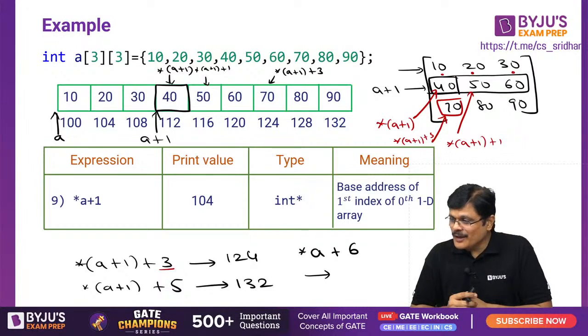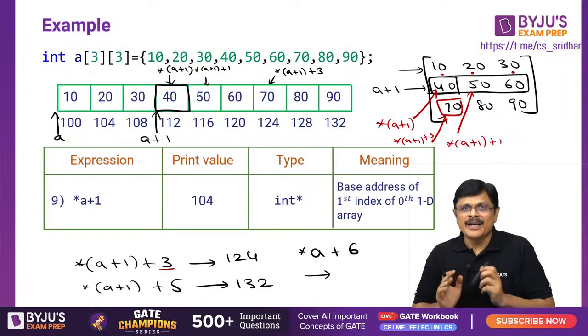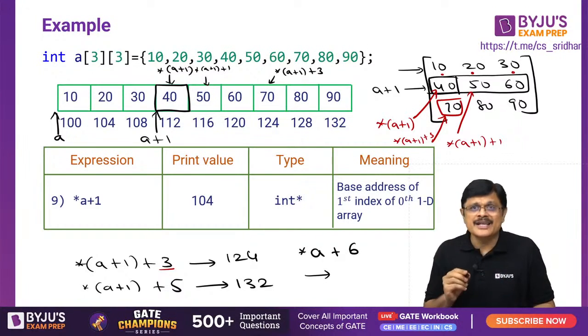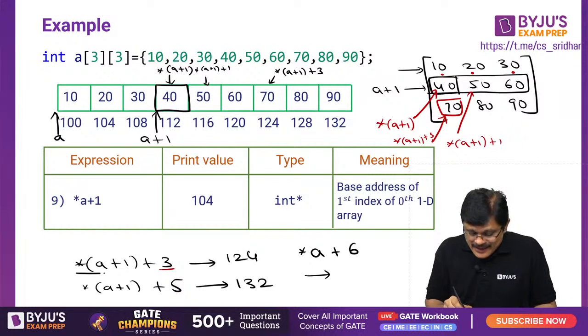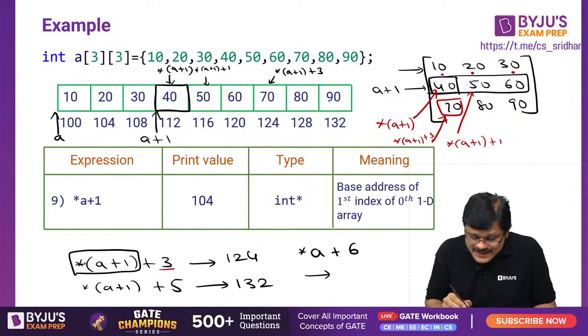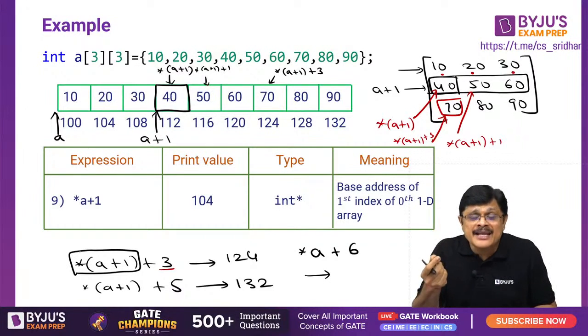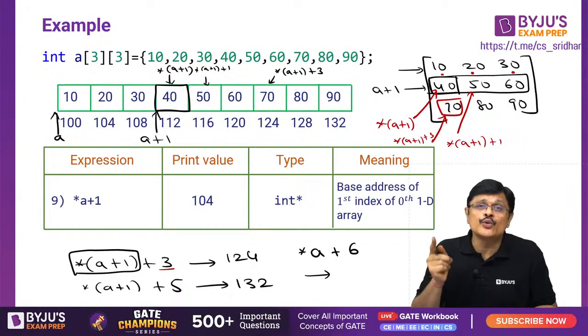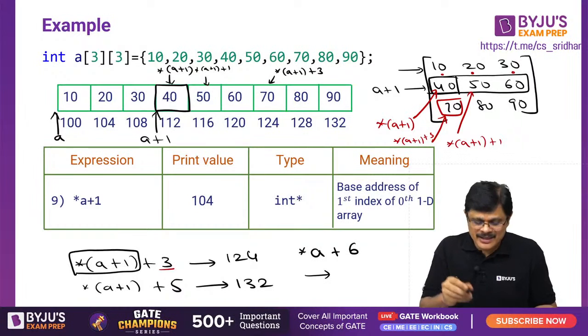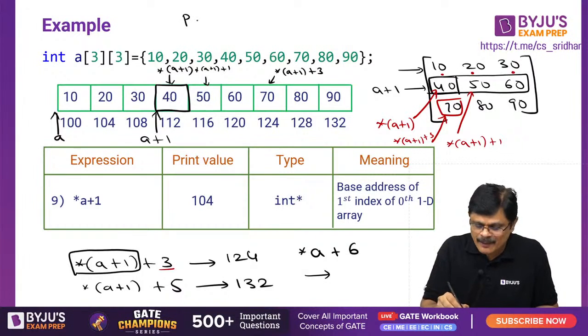Sir, why don't we add 40 plus 3? See, my dear friend, you need to understand this is a pointer. What is the type of this? To pointers, if you add something, it is pointer arithmetic. To integers, if you add something, it is integer arithmetic. So if you have a pointer, suppose it is pointing to location 100 and the size is say 4 bytes.